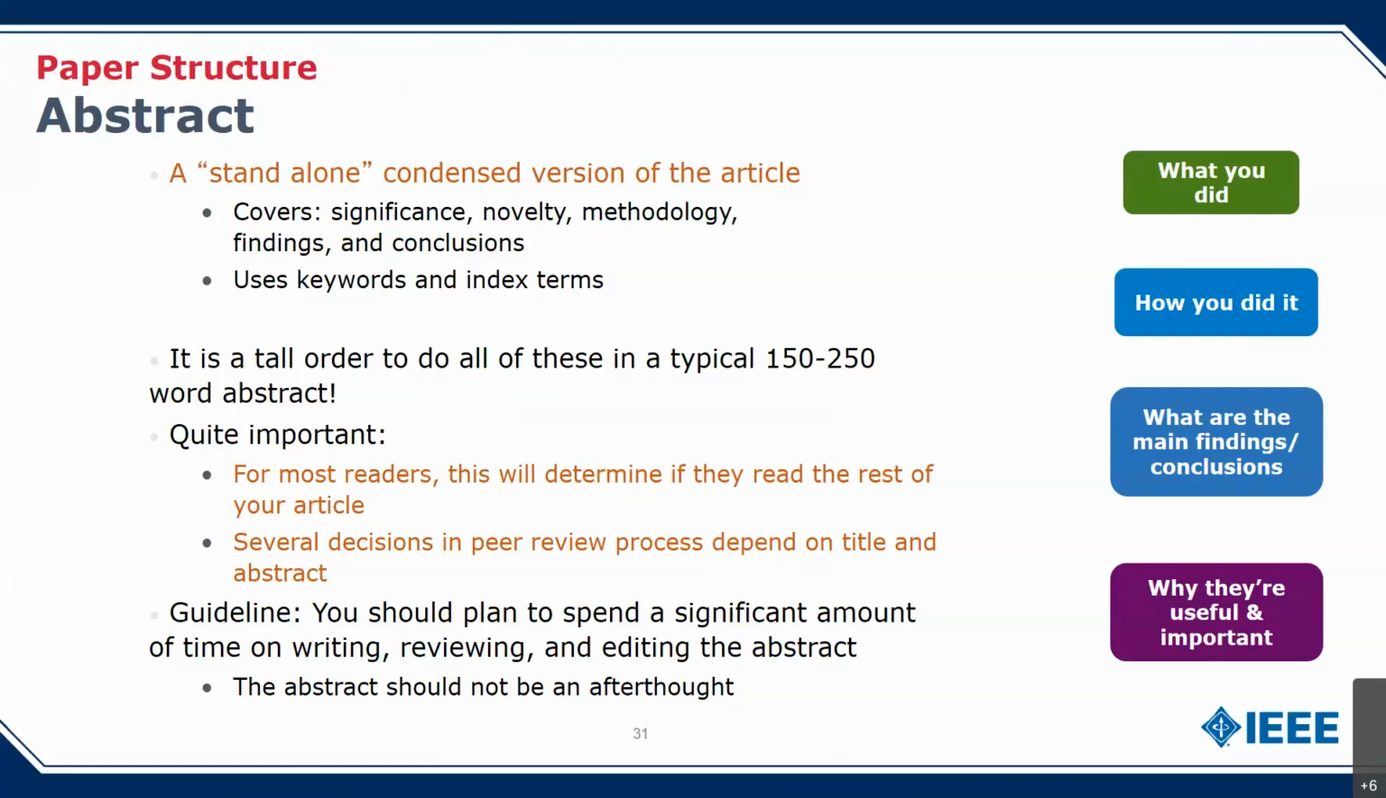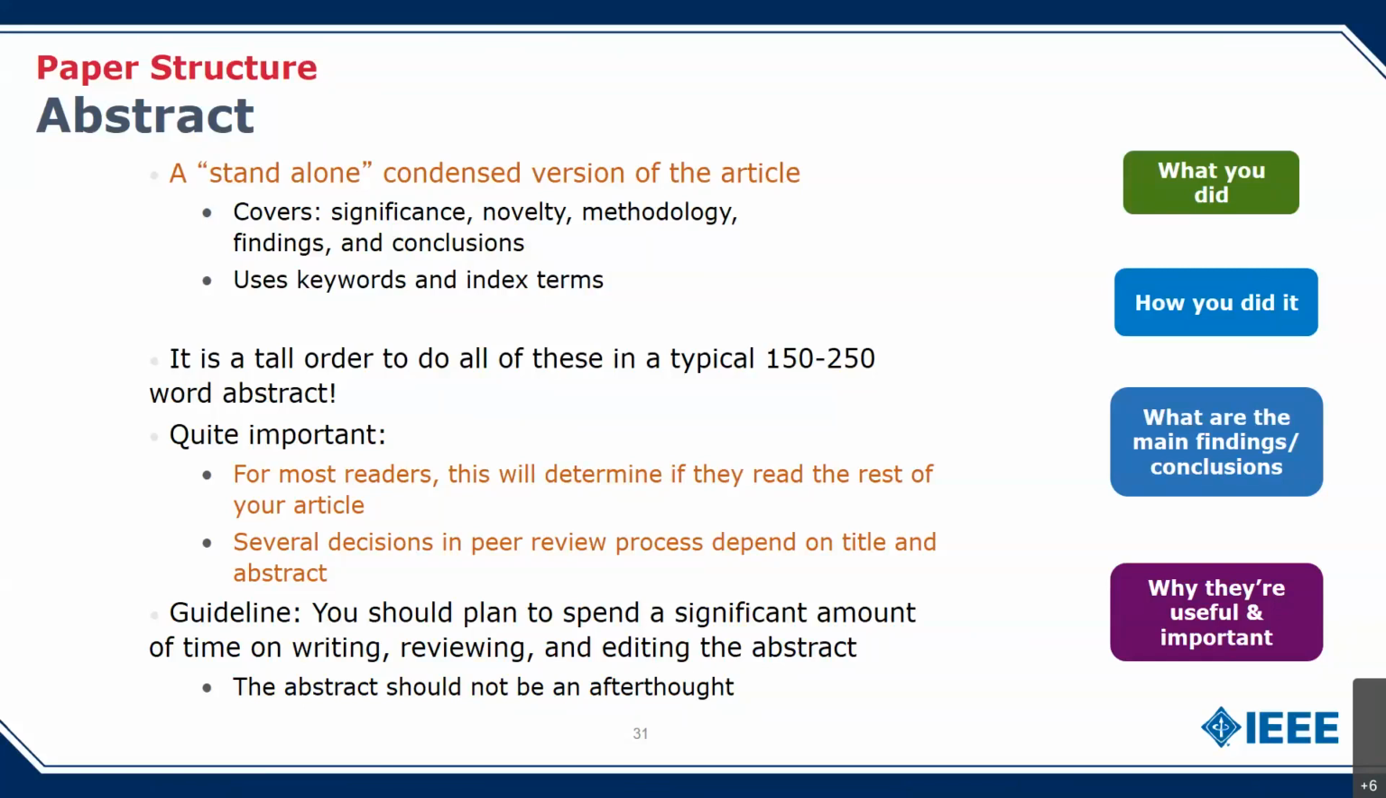Right. Why is this so important? When your article is published, there is so much material being published today that a reader will not have the time to go through the entire article before they decide whether they're going to read it. They will first look at the title, then they will look at the abstract, and at that point, this will determine whether they read the rest of the article. Importantly for you as an author, several of the decisions in the peer review process will also depend upon the title and the abstract.